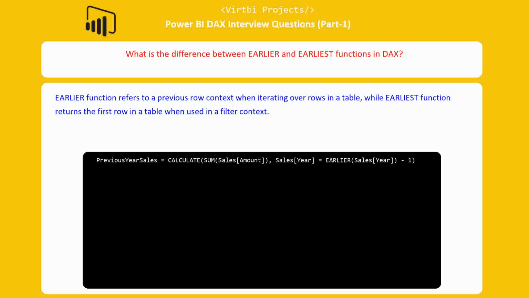In this example, previous year sales calculates the sum of sales amount for the previous year by referencing the earlier function to get the value of the current row's year and subtracting one.